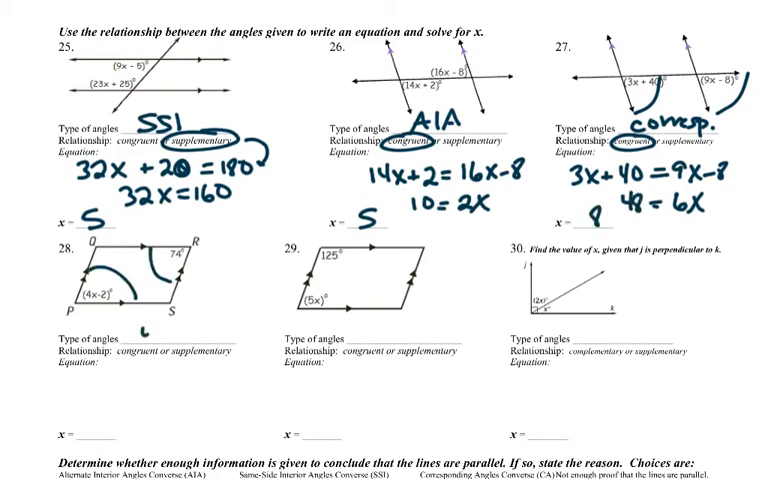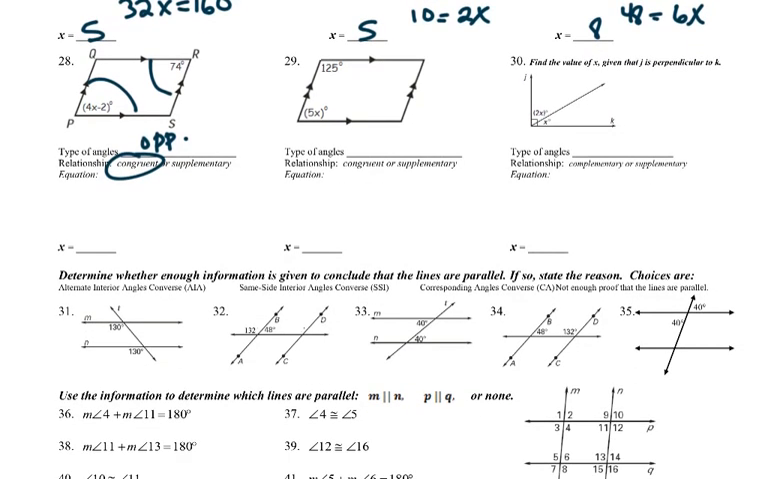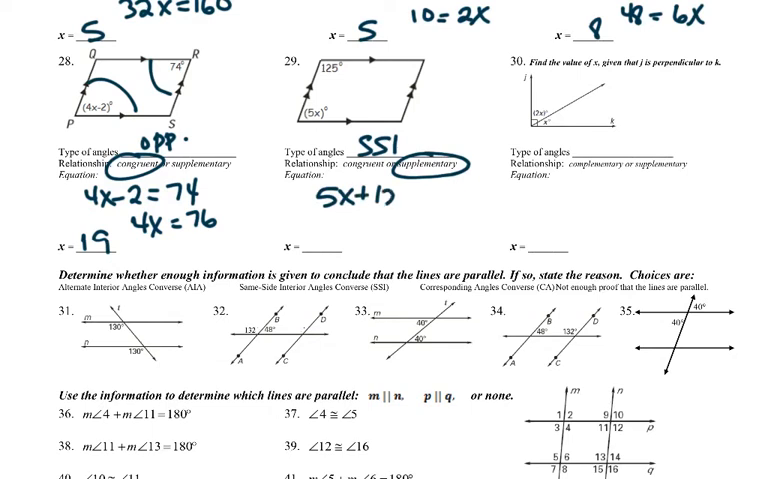Here I've got opposite angles of a parallelogram, which we know are congruent. So I have 4x minus 2 equals 74, 4x equals 76, and I believe that's 19. Here these are same side interior again, so they're supplementary. They're not equal. Supplementary means adds up to 180. 5x is 55, x is 11.